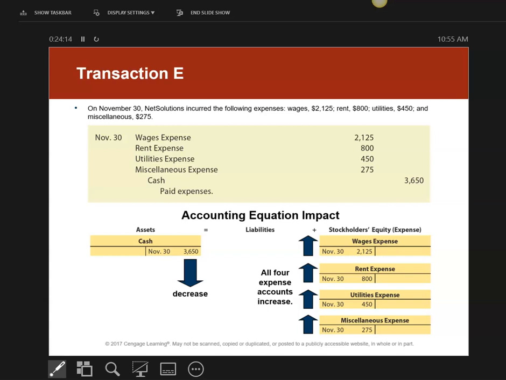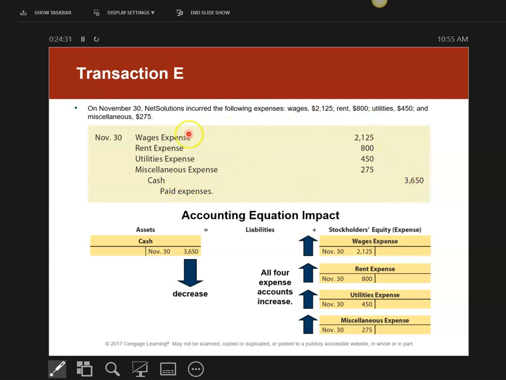Now that brings us to transaction E. This is where we paid a lot of bills. We paid 4 different bills: wages, rent, utilities, and miscellaneous. So I spent money. And I know if I spent money, I will credit the cash.